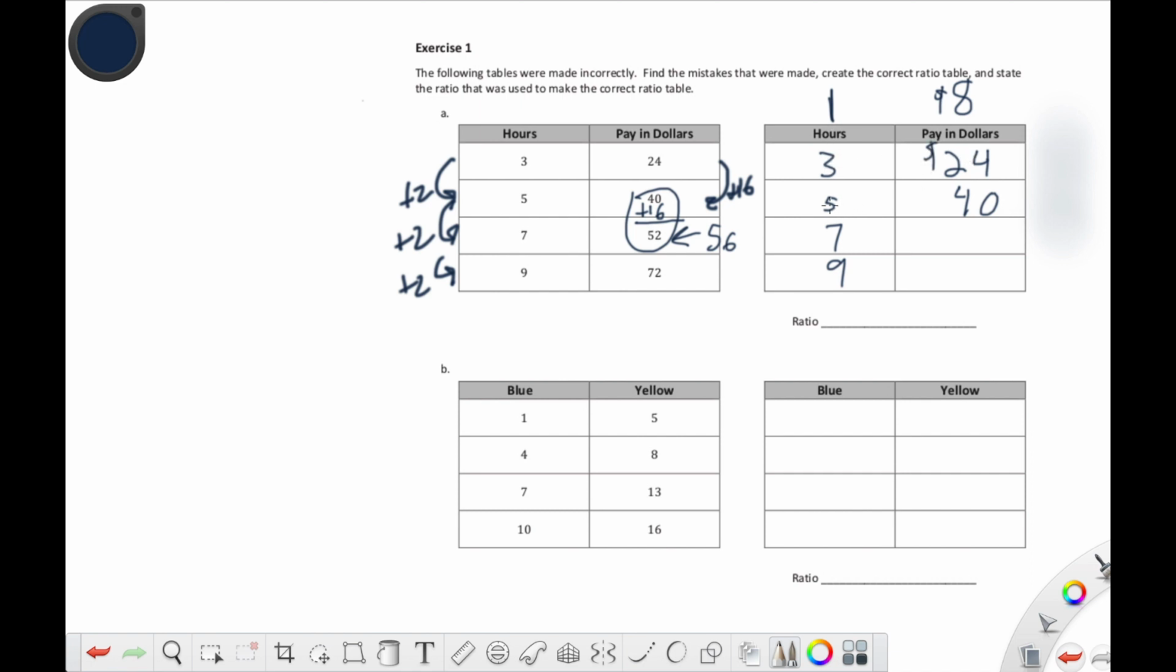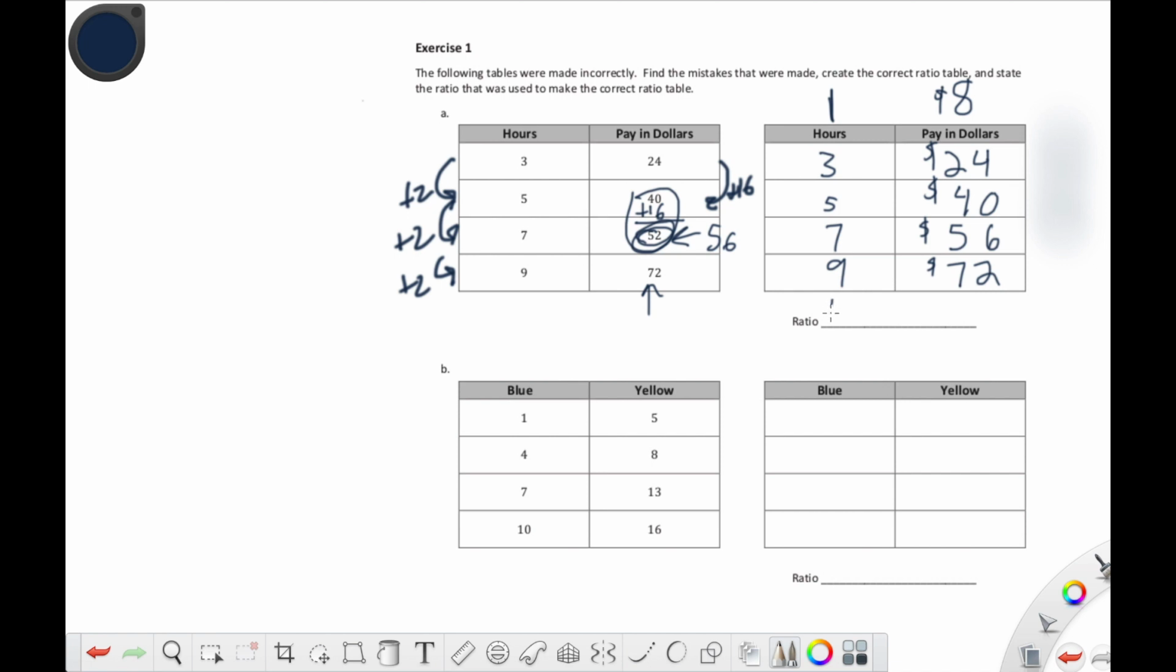For 5 hours, 5 times 8 is 40. Okay, cool, that checks out. 7 times 8 is 56. Okay, and 9 times 8 is 72. So this number here was incorrect, right? This one was correct. And we can check that by seeing that our ratio is 1 to 8.